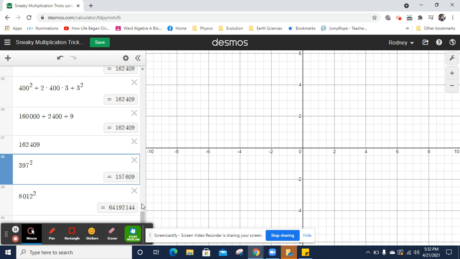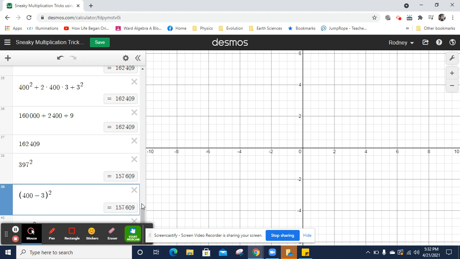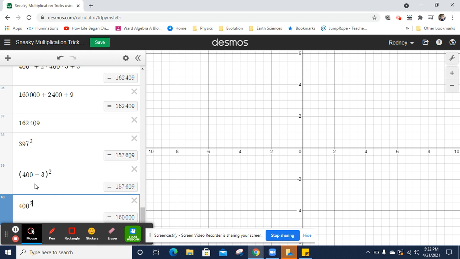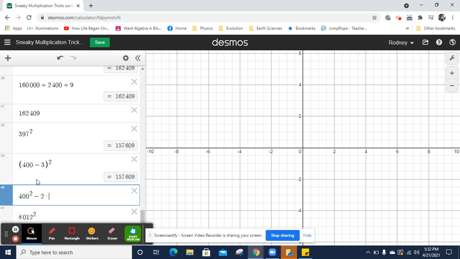Well, this one, I'm close to 400. So I'm going to pick a number that's easy to work with. I could pick 398 minus 1, or I could pick 396 plus 1 if I wanted to, but who wants to do that? So I'm going to treat this as (400 minus 3) squared. And that'll be an easy one to work with. So that's going to be 400 squared. This is minus here, so it's going to be minus 2ab. So minus 2 times 400 times 3. Oops, I did some weird stuff there, didn't I? Let me fix that.